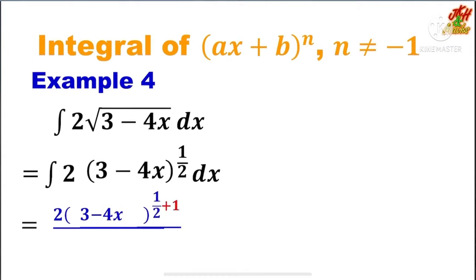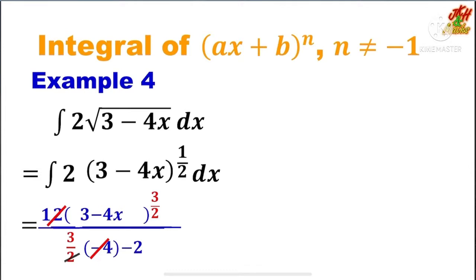So the power is plus 1, so it gives us the value of 1 over 2. And this value we put in the bracket, and then we put it on the denominator. Then we differentiate the function 3 minus 4x with respect to x, giving us the value of negative 4. Then we simplify by dividing negative 4 by 2, giving us the value of negative 2. And the value of 2 on the denominator divided by 2, giving us the value of 1.